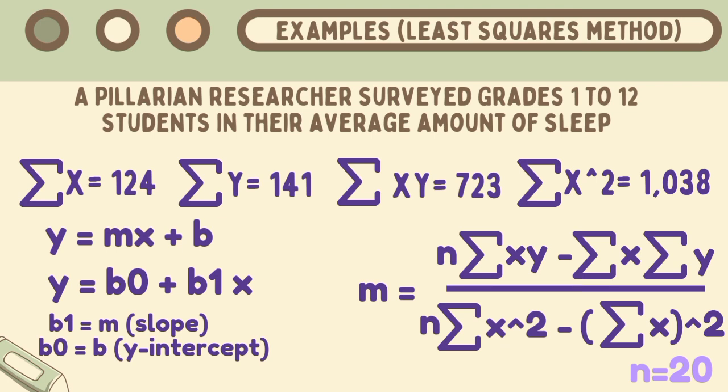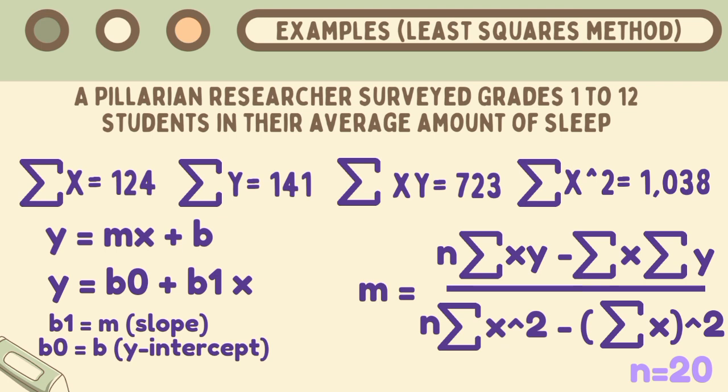So, everyone knows the slope formula, which is y equals mx plus b. Now, in statistics, it is more commonly written as y equals b0 plus b1 x. So we need to know that the slope, or m, is b1 and the y-intercept, or b, is equal to b0.